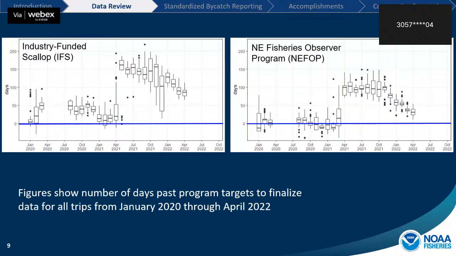Typically, all of our data is fully processed, audited, reviewed, debriefed and loaded into our tables within 90 days of when that month ends. So you can see here with both our industry-funded Scallop program and our Northeast Fisheries Observer program that in the summer months of 2021, anything above that blue line is late data. Anything below that blue line is data that is available early. We started to fall behind.